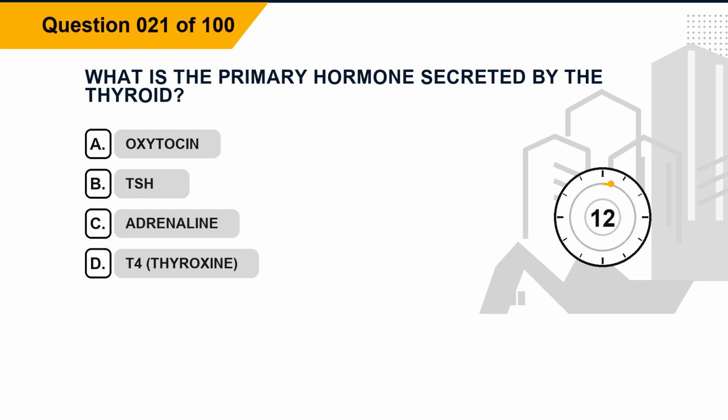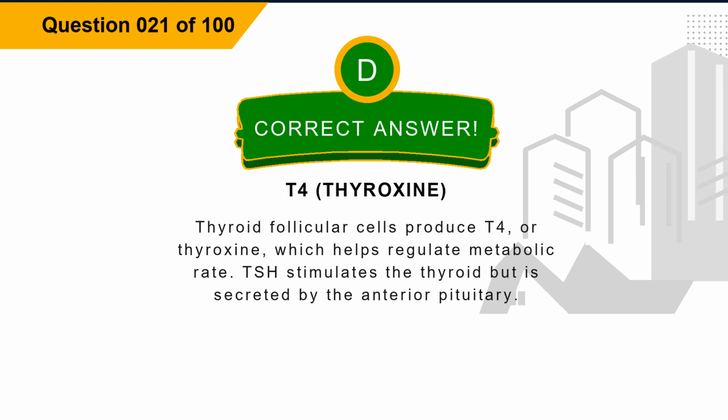Question 21. What is the primary hormone secreted by the thyroid? Option A, oxytocin. Option B, TSH. Option C, adrenaline. Option D, T4, thyroxine. The correct answer is option D, T4, thyroxine. Explanation. Thyroid follicular cells produce T4, or thyroxine, which helps regulate metabolic rate. TSH stimulates the thyroid but is secreted by the anterior pituitary.